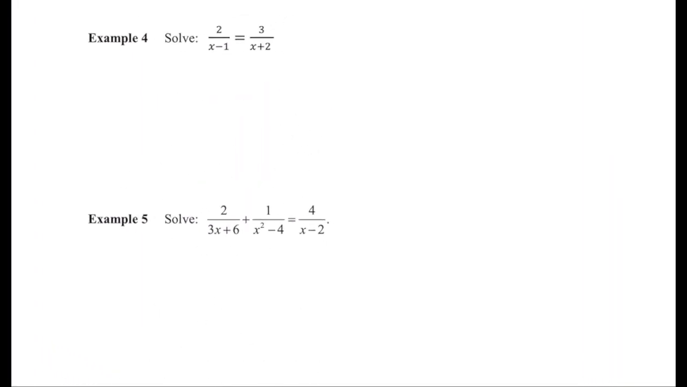In example 4, our binomials are different in the denominator. So our common denominator is going to have to be each one of those. So our least common denominator has to be both x minus 1 and x plus 2. And I have to keep in mind what x cannot be. So x cannot be 1 on the left, and x cannot be negative 2 on the right. So again, as long as we get any other numbers besides those, we'll be okay.